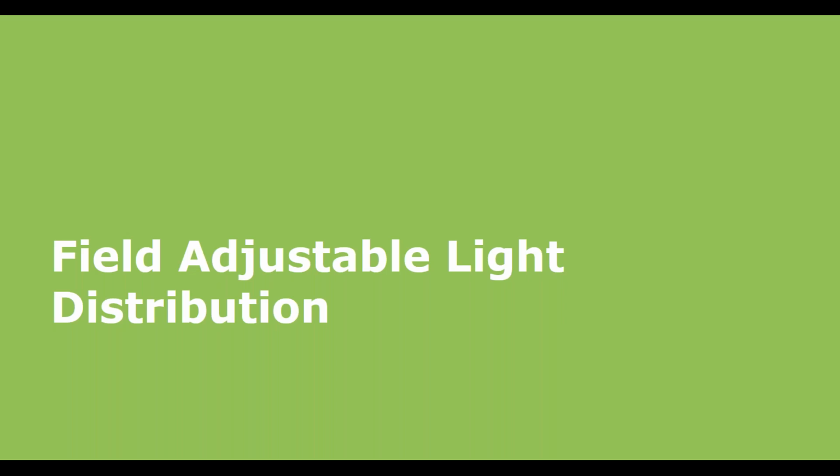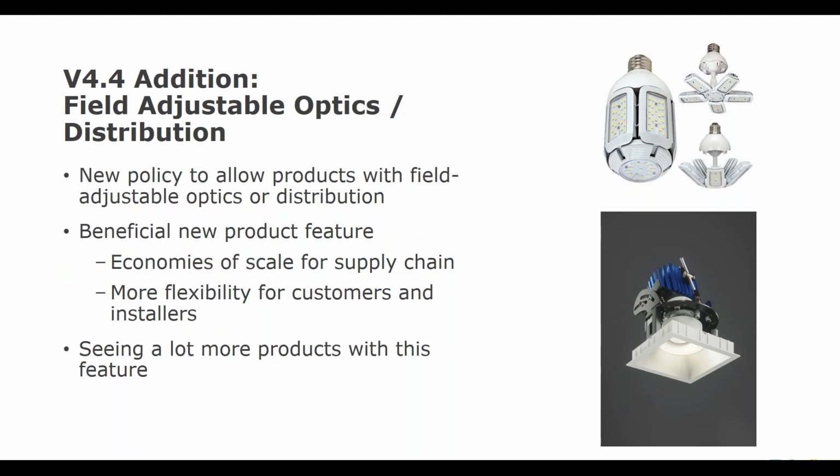The next policy proposal is for products with field adjustable light distribution. This is a new policy that was not part of the initial 4.4 package, and we really accelerated our efforts to address it. It's something we're seeing a lot more of and we're really excited about. You can see a couple of products over on the right that are examples of this. The one on the upper right is a mogul screw base lamp product, which has these adjustable arms, which enable it to be used in a variety of applications.